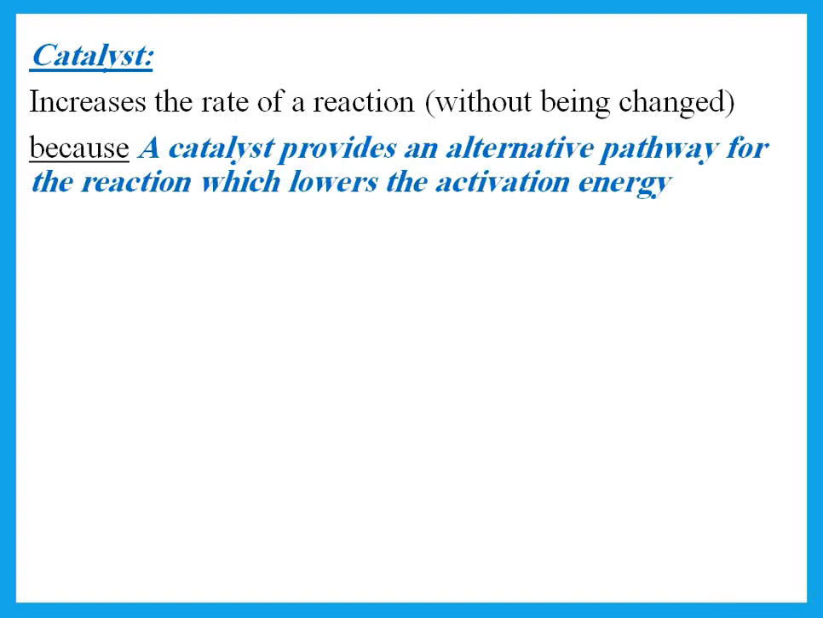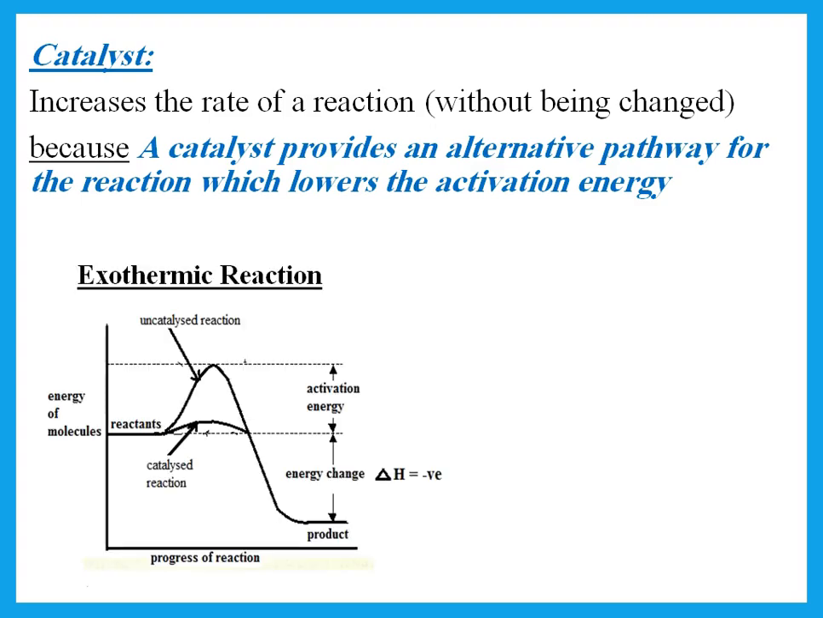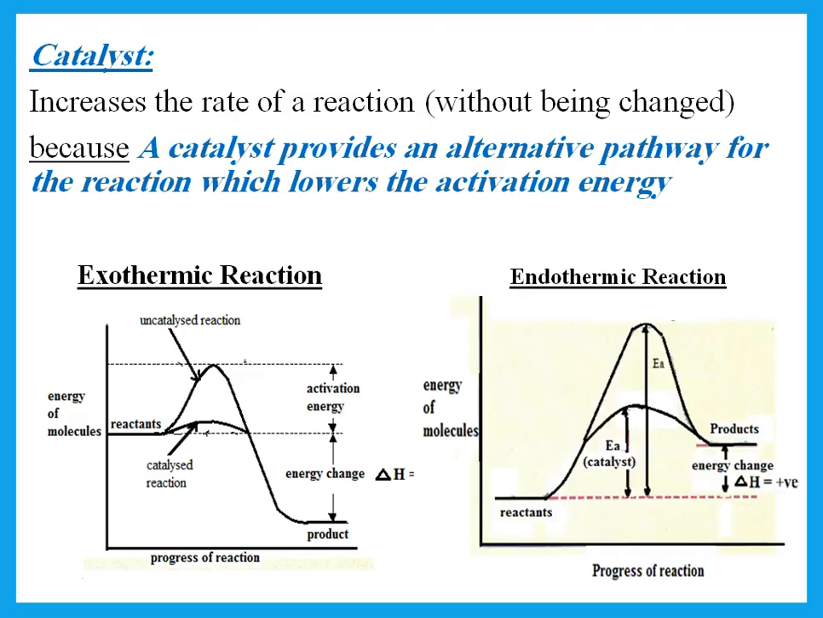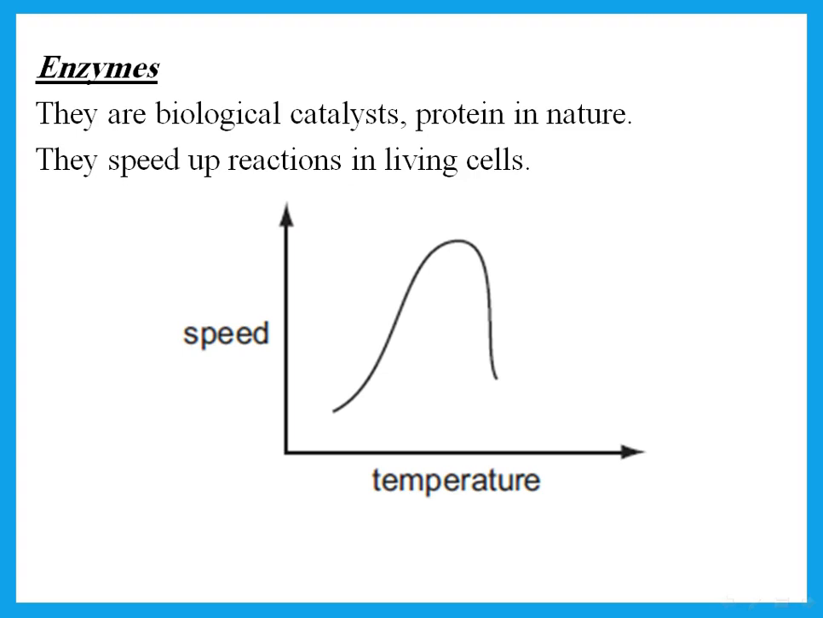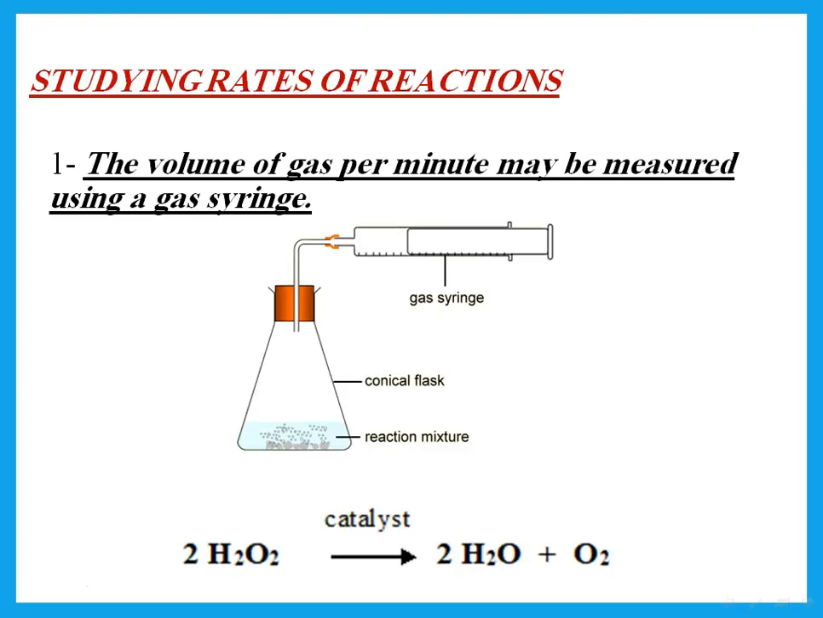Now, why is that? You have to be able to explain that this provides an alternative pathway that lowers the activation energy. So whether I'm talking about an exothermic or an endothermic reaction, the reaction with a catalyst will have lower activation energy. Remember, we said activation energy is the distance from the reactants to the top. So the uncatalyzed has higher activation energy, the catalyzed has lower activation energy. Enzymes, remember, are biological catalysts, so they are catalysts inside living cells.